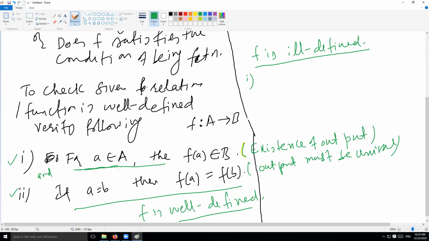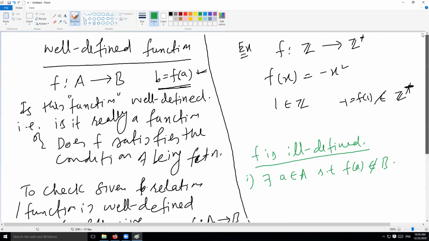So what would be the negation of the first condition? F of A doesn't belong to B. First of all, this is a universal condition: for all A, F of A belongs to B. So the negation should be: there exists A in A such that F of A does not belong to B. Can you find an A in A for which F of A does not belong to B?